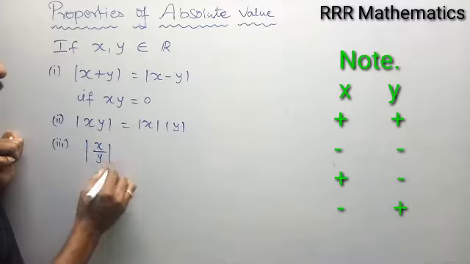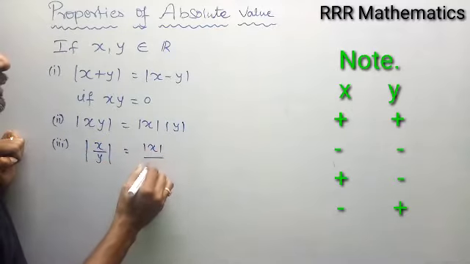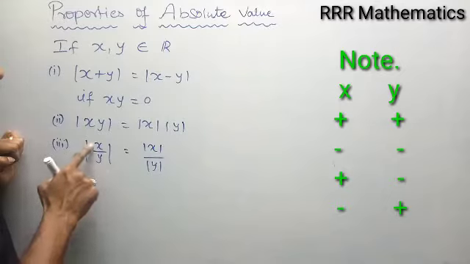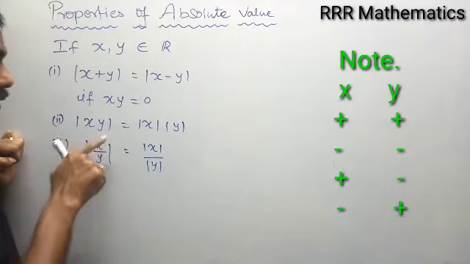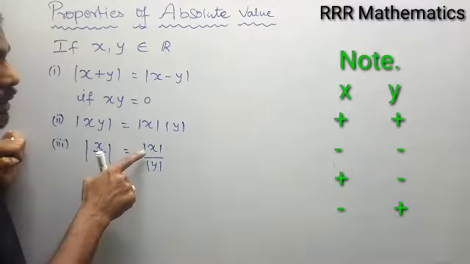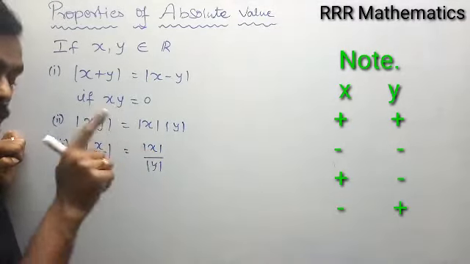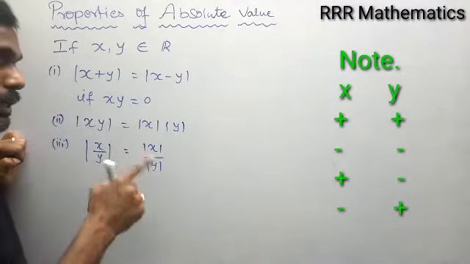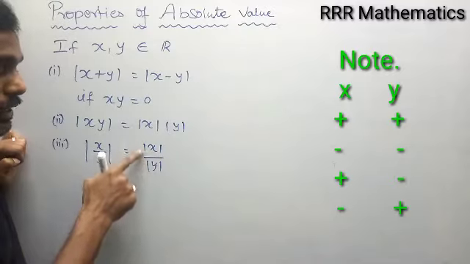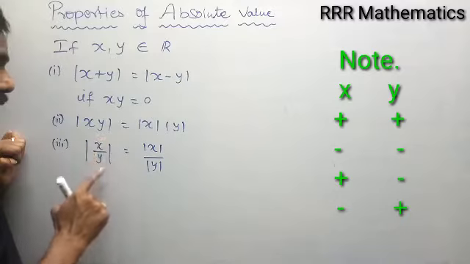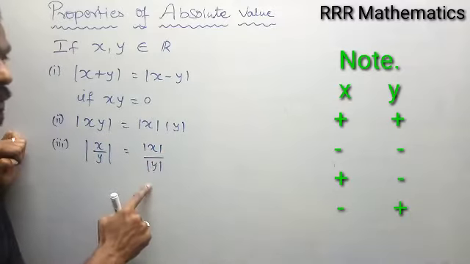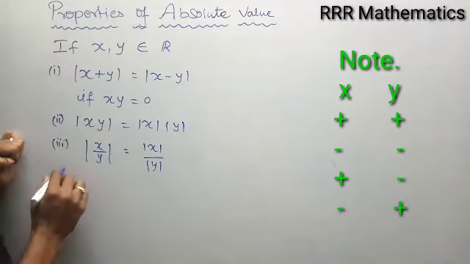Modulus of x divided by y equals mod x divided by mod y. If x and y both are positive, both are negative, or positive, negative, negative, positive, when you take modulus individually, it gives positive by positive. So I can say modulus of x by y is equal to modulus of x divided by modulus of y.